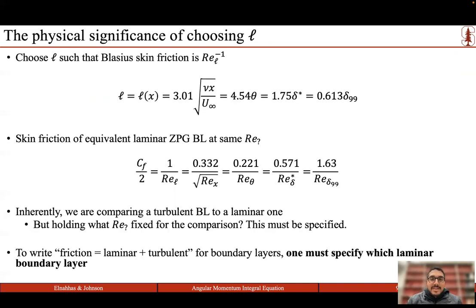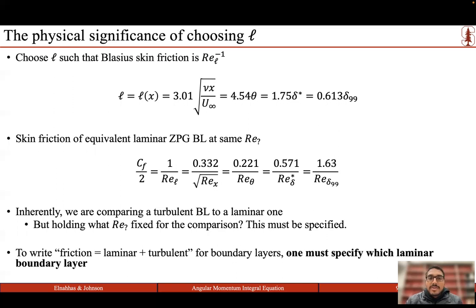Choosing L has a significant physical meaning, and that is the fact that different boundary layers can be compared at different Reynolds numbers. So when we want to compare a laminar boundary layer to a turbulent one, or a turbulent one under pressure gradient, we have to make the choice of which Reynolds number we are holding constant. So this L is an inevitable factor of this particular decomposition.